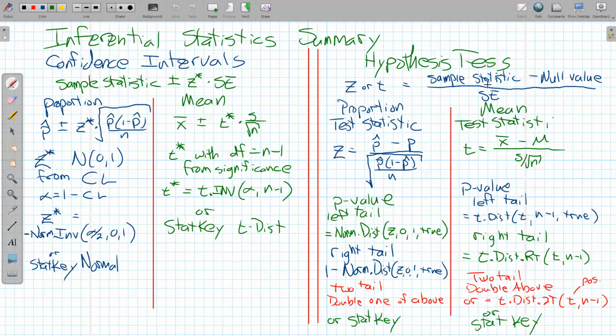Let's see, got a chat, hang on a sec. Yeah, I will get to right tail. Right tail does not apply to confidence intervals, it applies to hypothesis tests. So I'll get to that at the end of this.